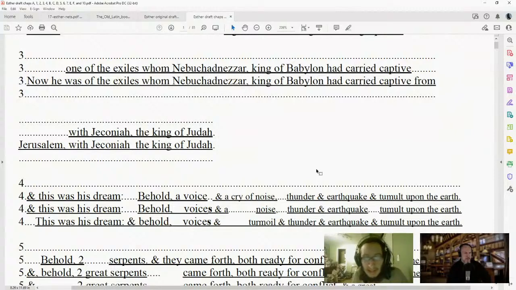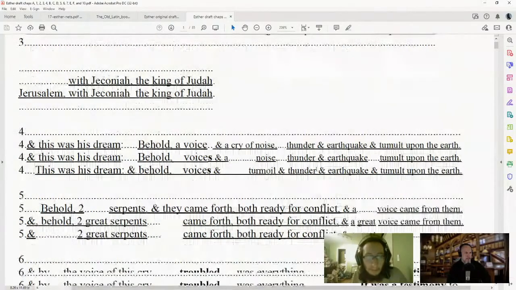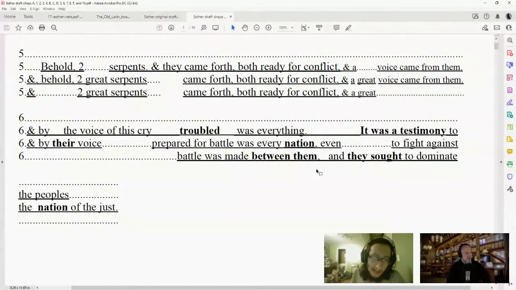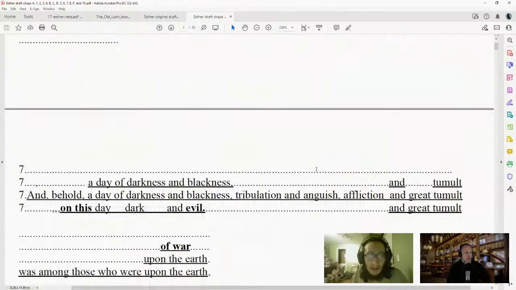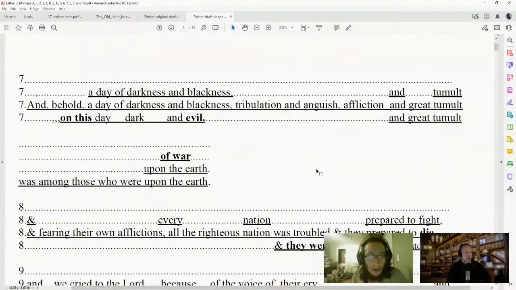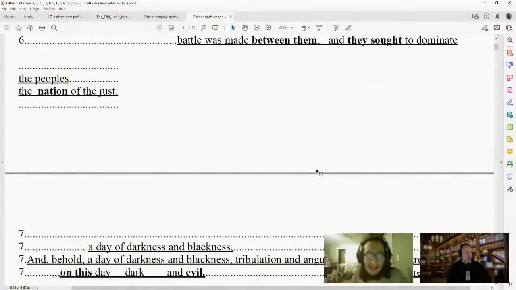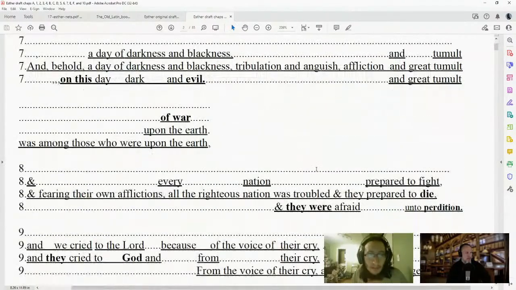Behold, voices and a noise, thunder and earthquake, tumult upon the earth. And behold, two great serpents came forth, both ready for conflict, and a great voice came from them. And by their voice, prepared for battle was every nation, even to fight against the nation of the just.